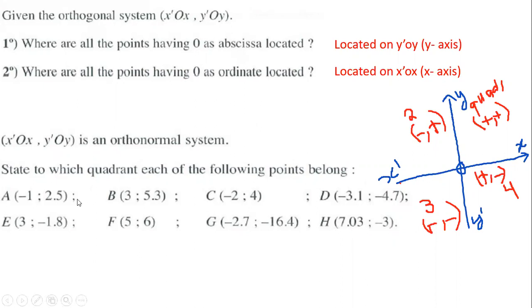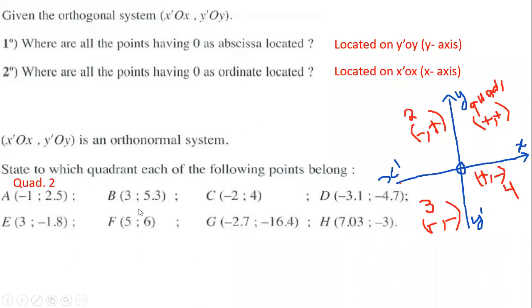Yalla Dalal, you're still with me. Point A has -1, +2.5. So the abscissa is negative, the ordinate is positive. Where do we have negative, positive? In which quadrant? Quad 2. Yes, it belongs to quadrant 2. We just write quad 2.